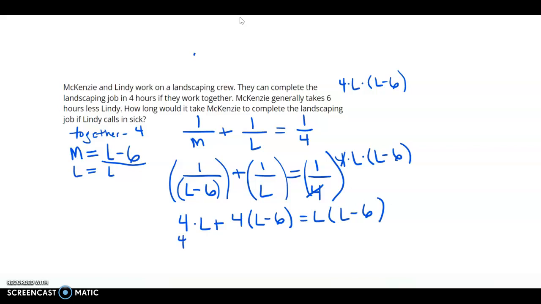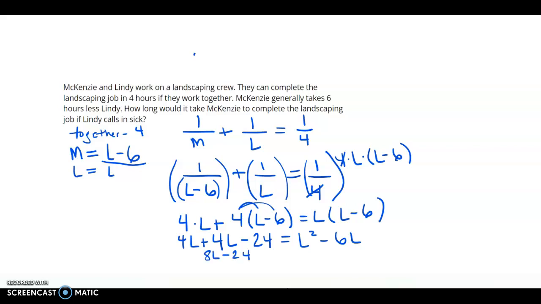Now let's simplify. We're going to get 4L plus, we'll distribute here, 4L minus 24 equals L squared minus 6L. Because we have an L squared, I need to get everything on the same side equal to 0, because we're most likely going to have to factor. So let's start with combining like terms. On this side we get 8L minus 24 equals L squared minus 6L.